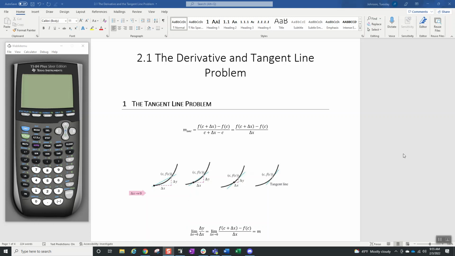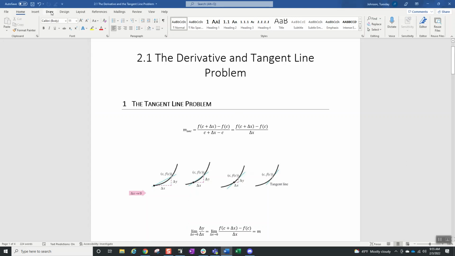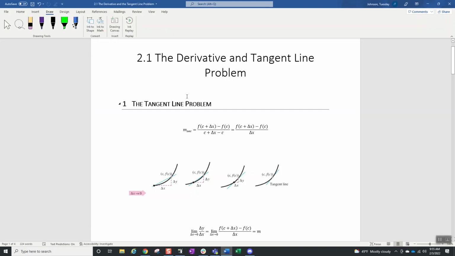So the derivative and tangent line problem we talked about on Wednesday, February 2nd, and we are just finishing this lecture today.